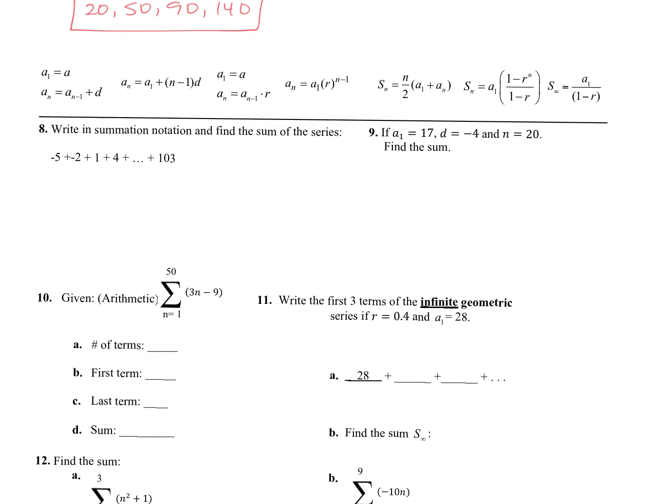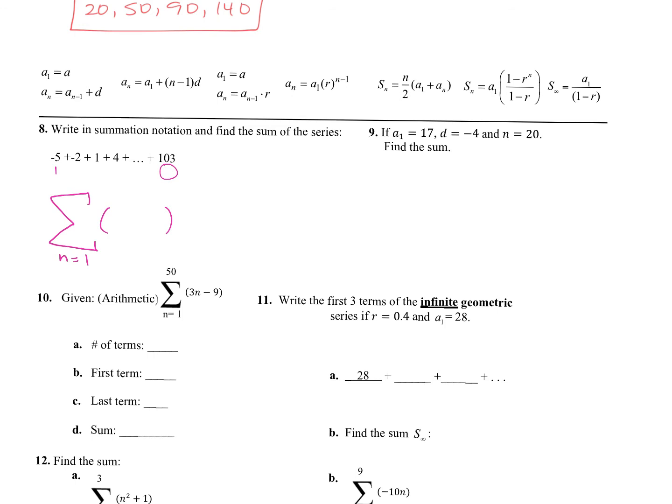Number 8, it says write this in summation notation. Find the sum or the difference. So summation notation, remember that's the one that looks like this. You're going to start with n equals 1 because this would be our first term. And then we don't know what term number goes here, so we're going to have to solve for that. And we also have to solve for our explicit formula.